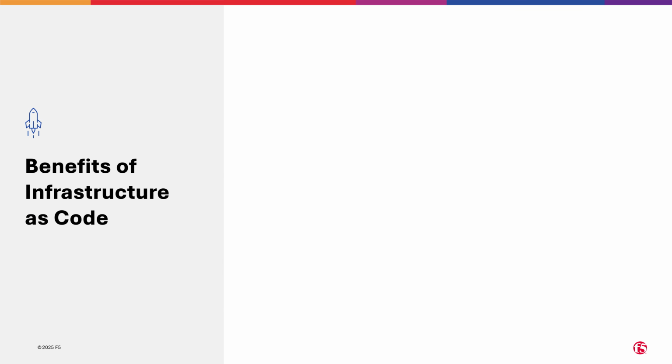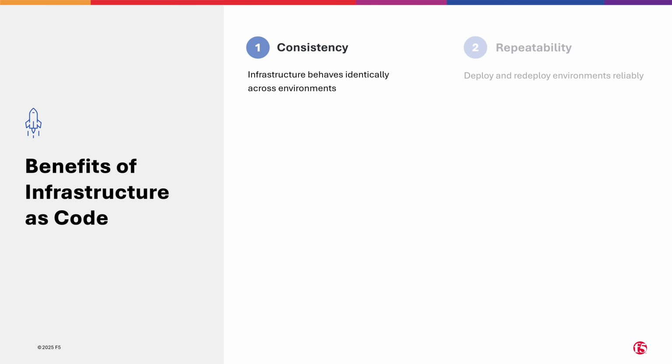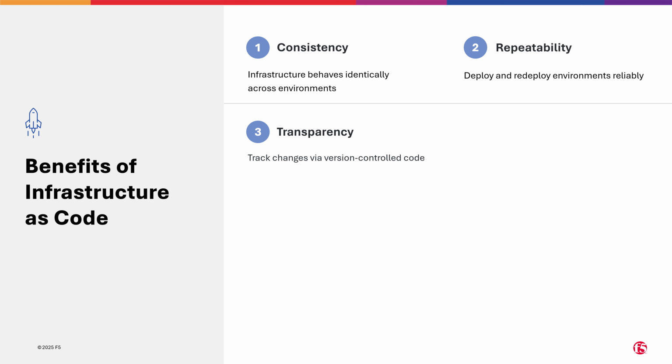Infrastructure as code offers several key benefits that enhance the management and deployment of infrastructure. These benefits include consistency: infrastructure behaves identically across environments. Repeatability: deploy and redeploy environments reliably. Transparency: track changes via version-controlled code. Collaboration: facilitates teamwork through shared repositories and reviews.